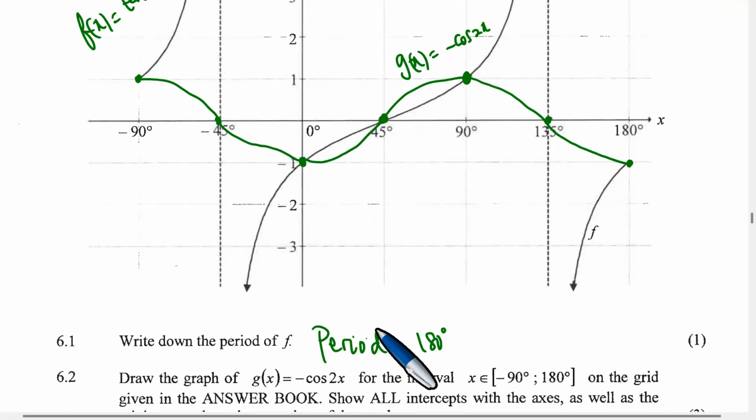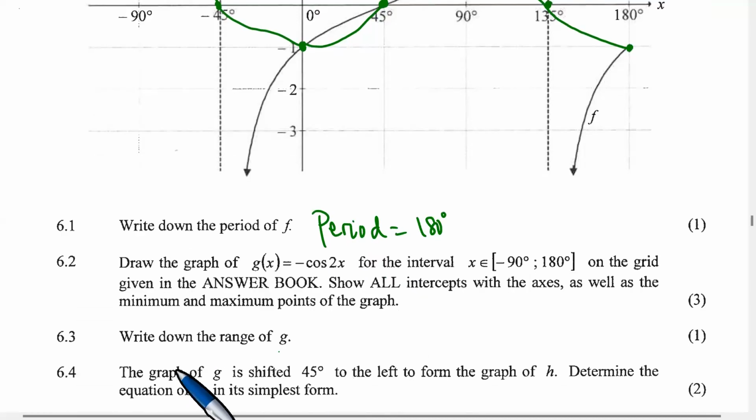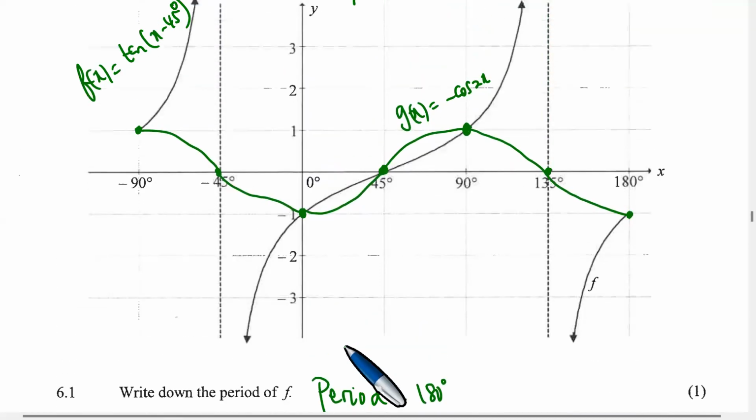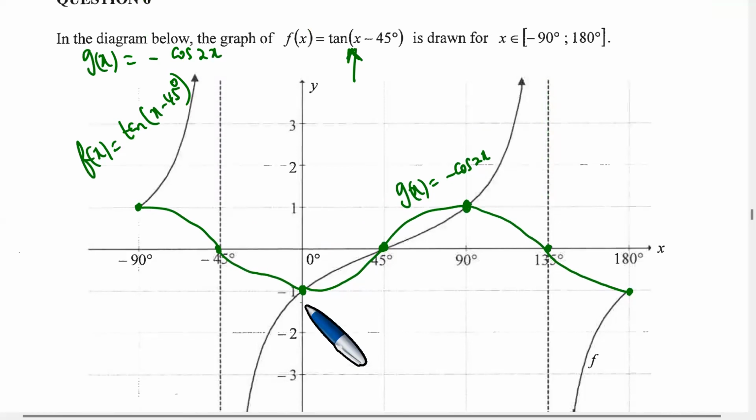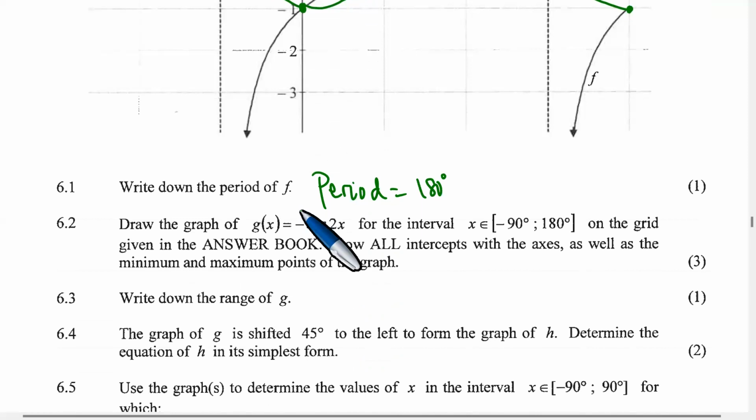Right, so write down the range of g. Here's the function g. The range now, you look at the smallest one, it is from -1 to 1. So which means that the range is y is an element of -1 to 1.